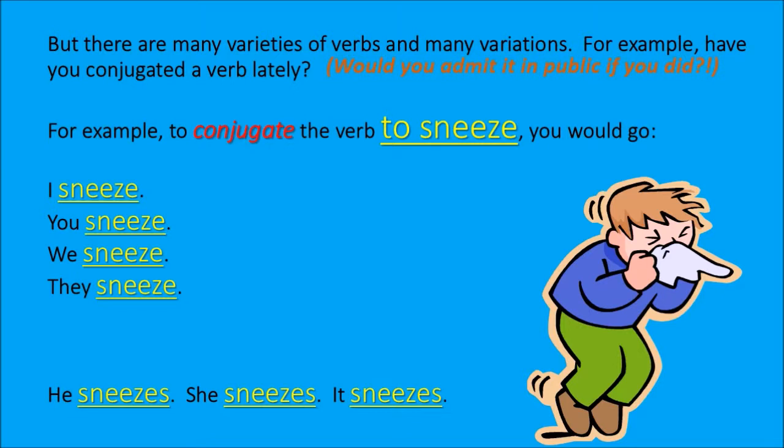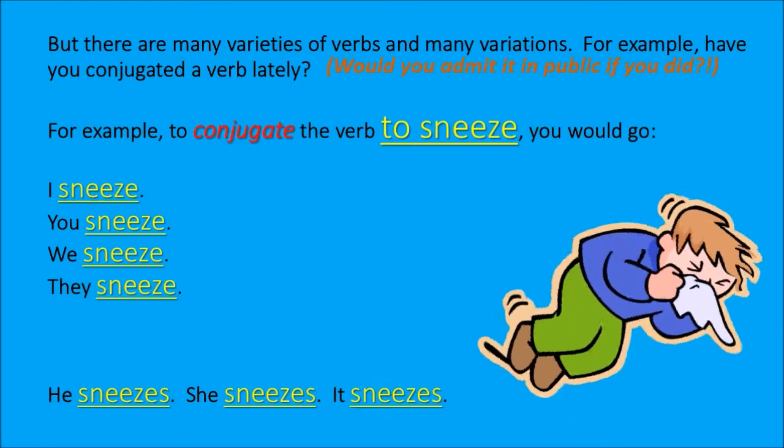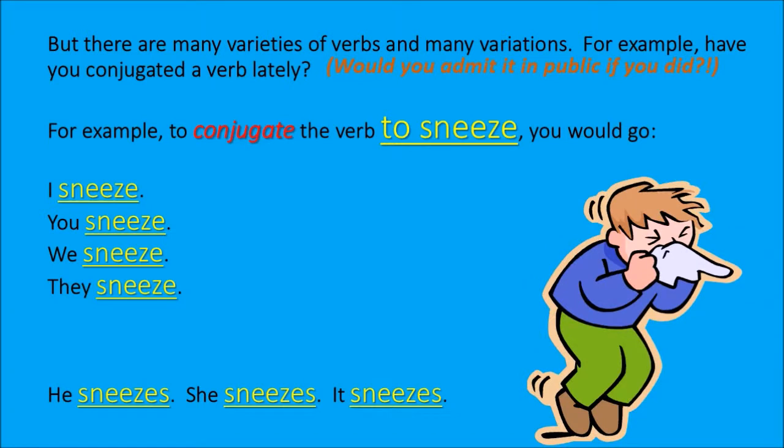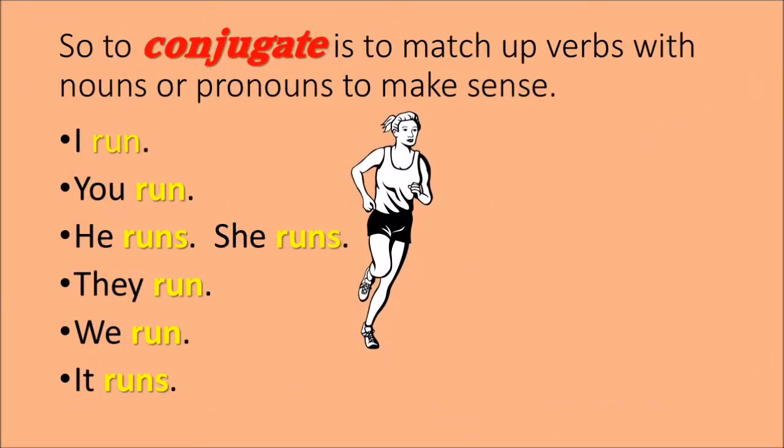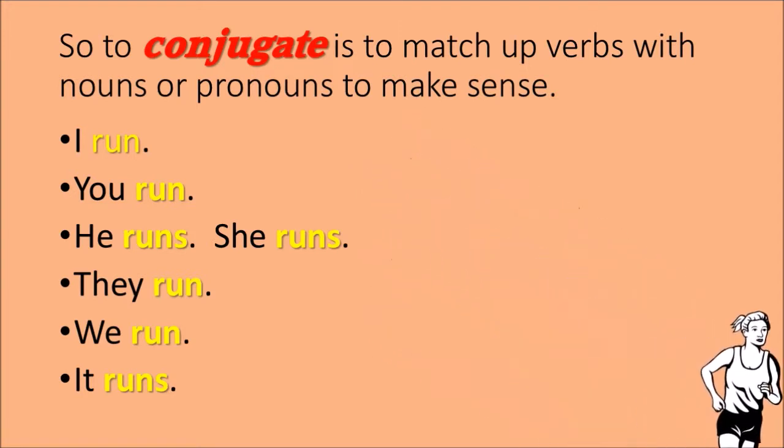For example, to conjugate the verb to sneeze, you would go, I sneeze, you sneeze, we sneeze, they sneeze. Gesundheit. But he sneezes, she sneezes, it sneezes. So to conjugate is to match up verbs with nouns or pronouns to make sense. I run, you run, he runs, she runs, they run, we run, it runs.